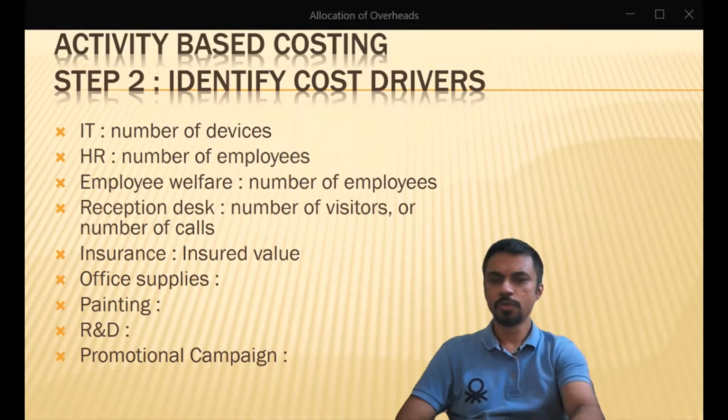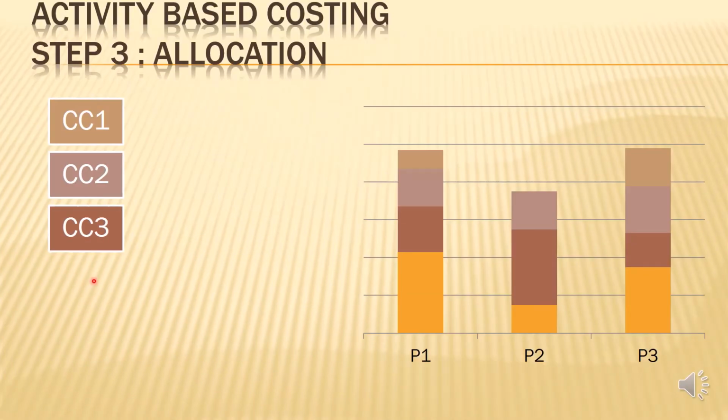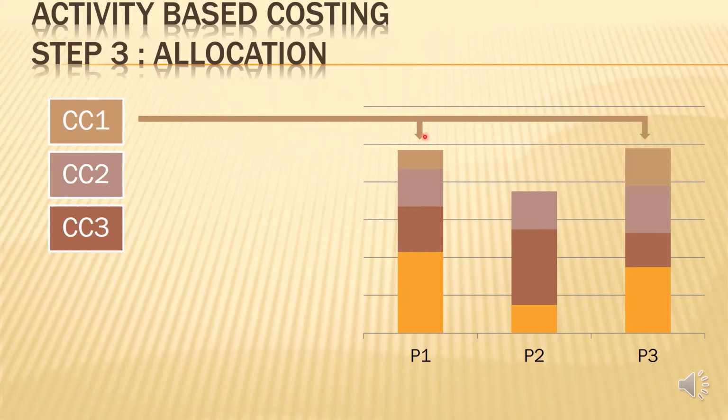Now let's move to step 3, which is the actual allocation. So on the left hand side you have all these cost centers, and on this chart I have tried to show what the costs are for products P1, P2 and P3. The orange color at the bottom are the direct costs. Now the first cost center will give some indirect costs to product 1 and to product 2. The basis for this allocation will be the cost driver.